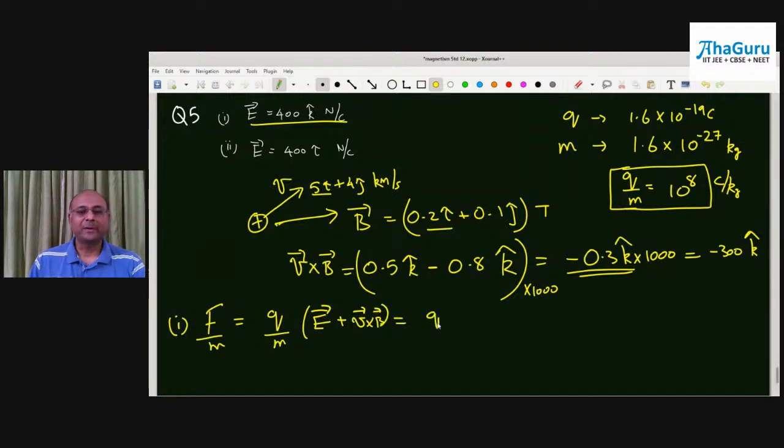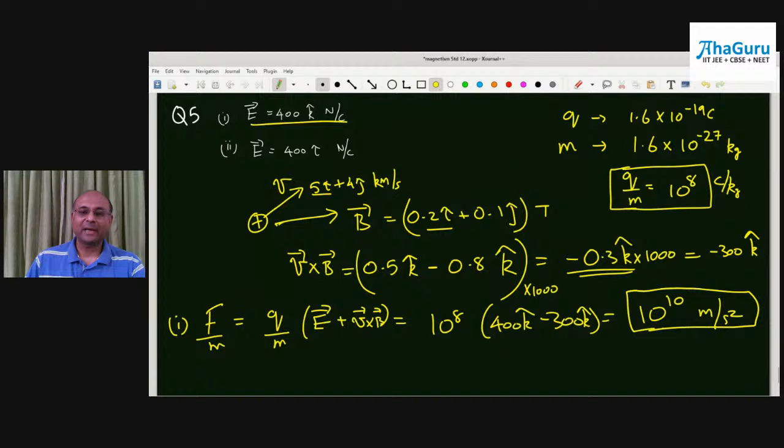So it is Q by M, but you know Q by M is 10 power 8. E is 400 K cap minus 300 K cap, so that gives me 100 K cap. So 10 to the power of 10, right? 10 to the power of 10 meters per second square would be the acceleration. That is like 10 billion meters per second square. A huge acceleration, unbelievable acceleration. Of course, it's a proton, so it's not a problem. Protons can have such huge accelerations.